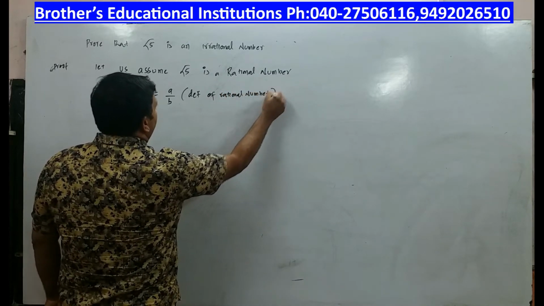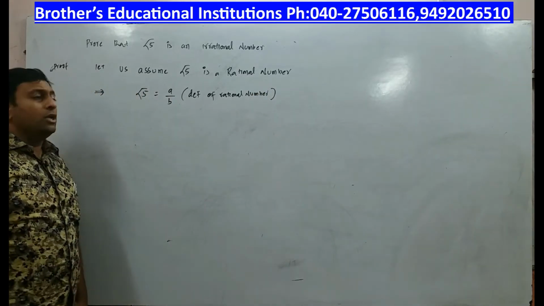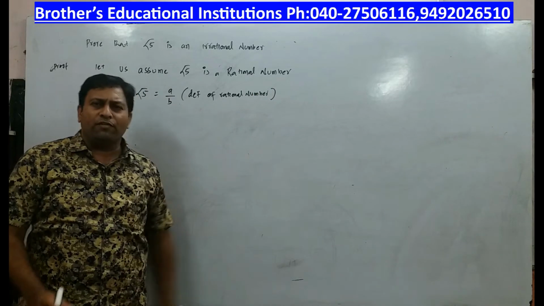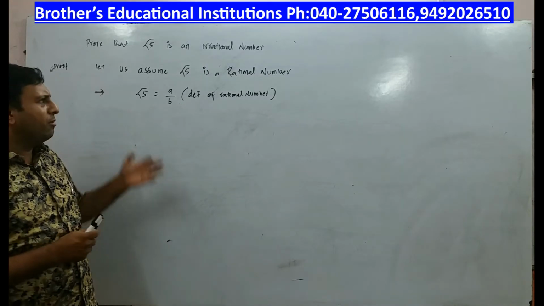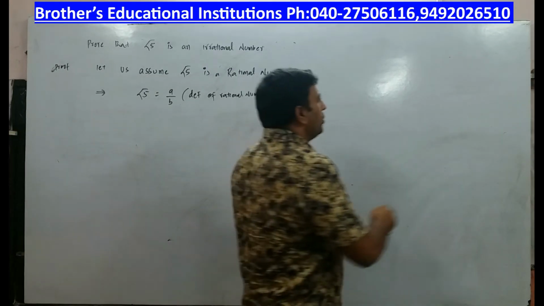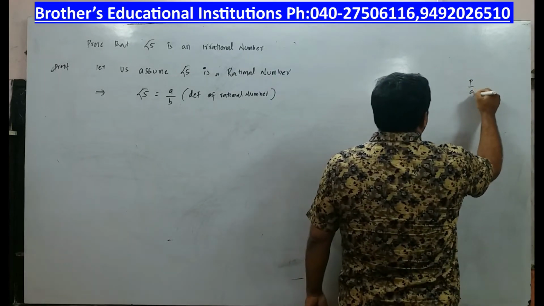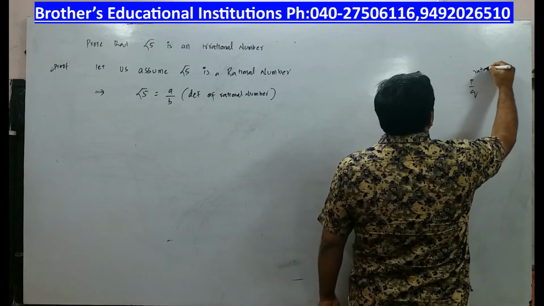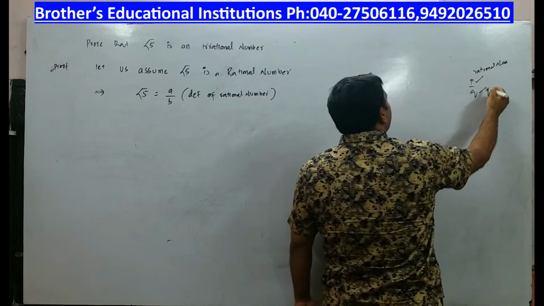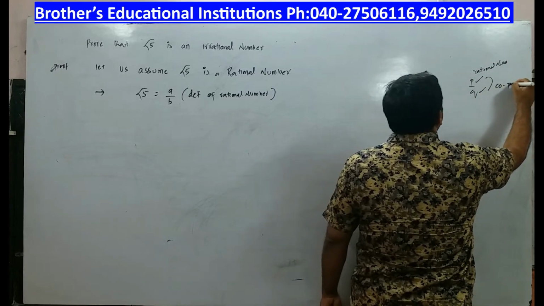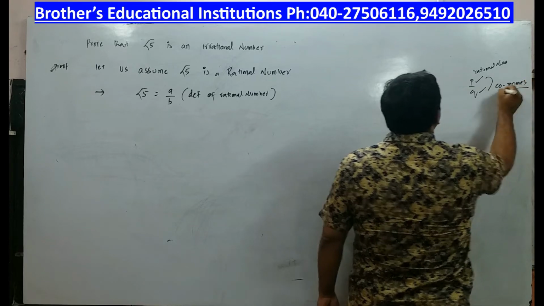Children, I am sure in your 9th standard you have covered the definition of a rational number. I repeat, any number which can be expressed in the form of p by q is a rational number, where p and q are co-primes.